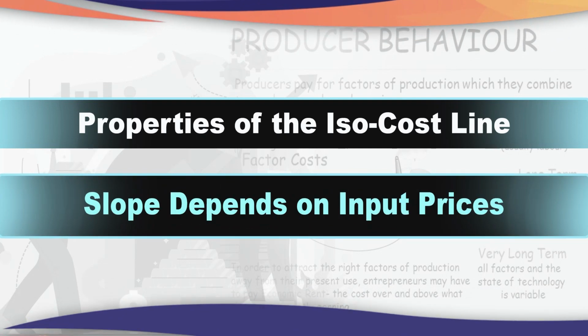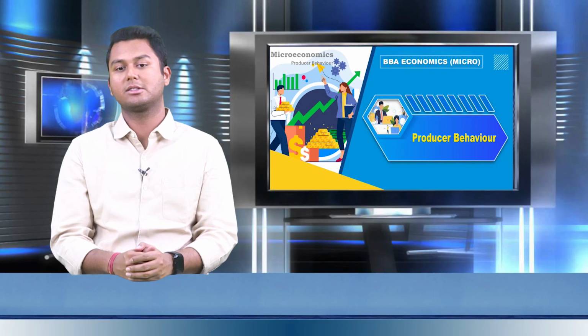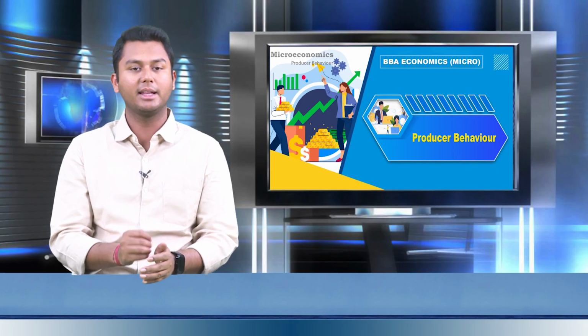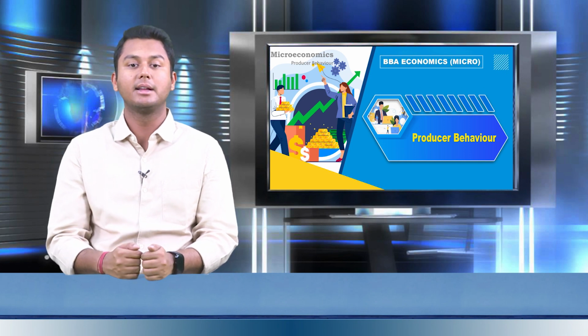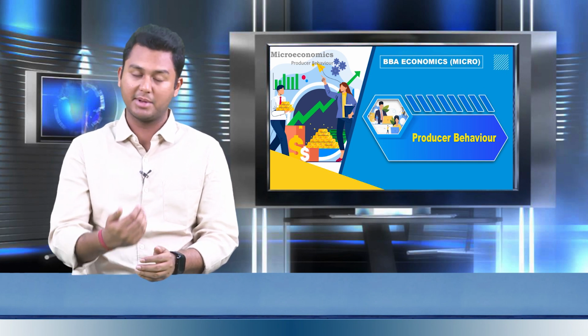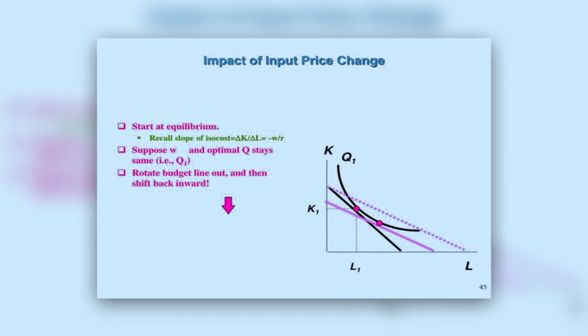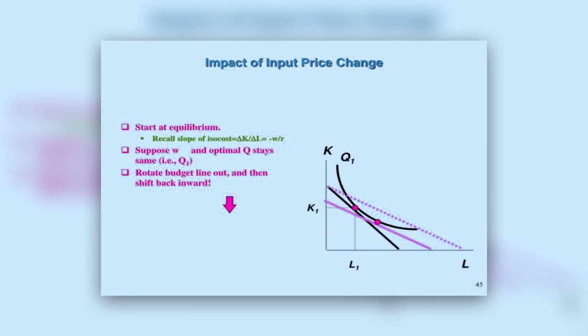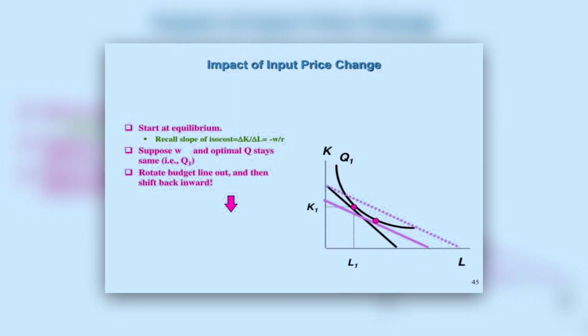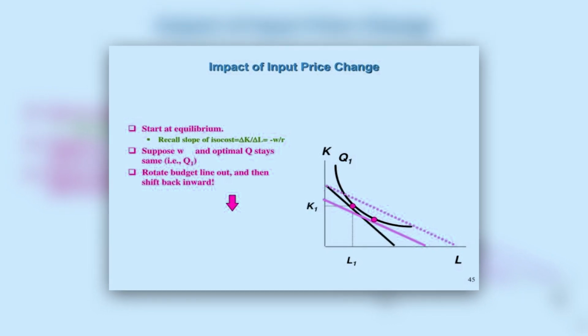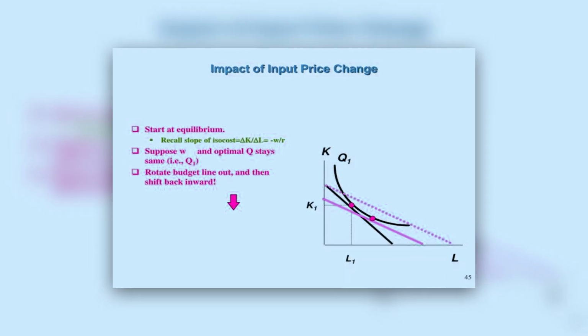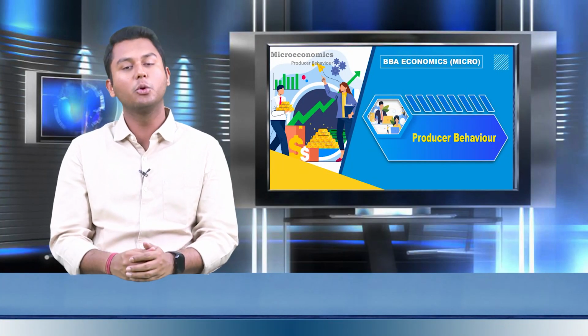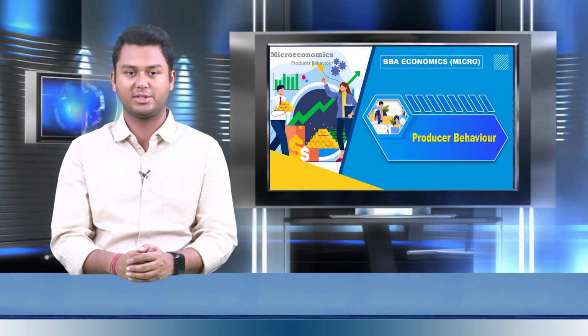The slope depends on the input prices. So if the price of one input rises while the price of the other input remains constant, the slope of the isocost line will change, because now the firm will be able to afford more or less of the input in which there is a price change, thus reflecting the new cost trade-off between inputs.